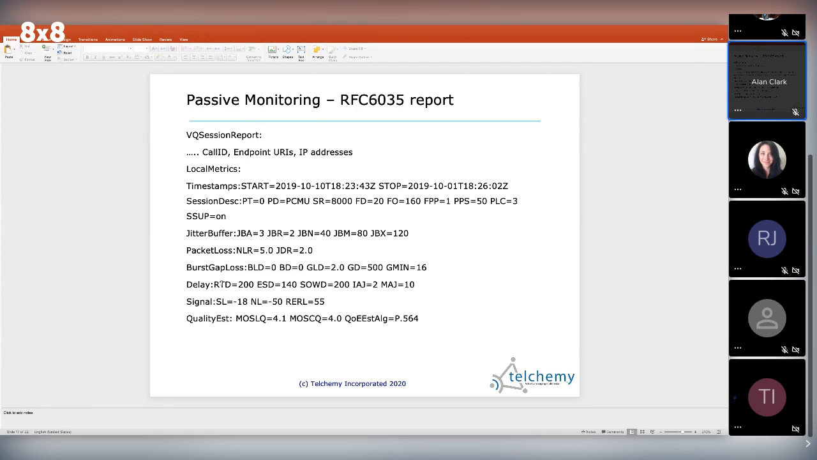And then the delay, round trip delay, 200 milliseconds in this case. End system delay, which I mentioned is a combination of encoding and jitter buffer, and then signal level, noise level, and echo level, which may or may not be available in devices. And then the resulting MOS scores: listening quality MOS and conversational quality MOS. So that's a typical RFC 6035 report. If you imagine you have that for every call at the end of the call, this gives you a good set of data. So you can start off by saying, oh, the MOS LQ in this case was 3.2. Okay, well, what was going on with that?